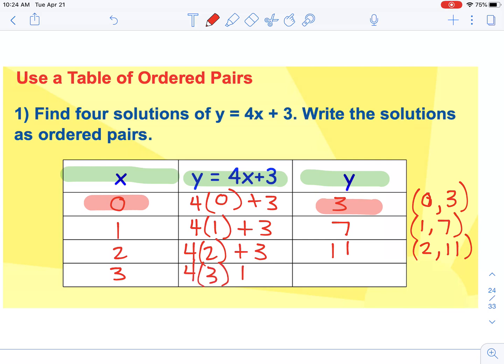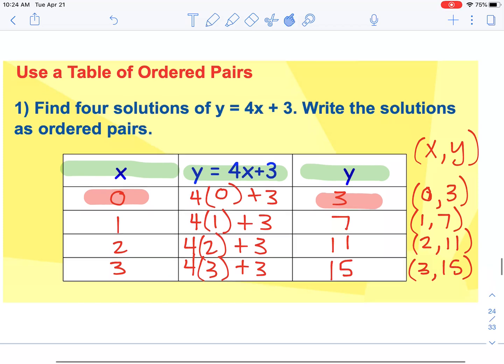And then for 3, we just plug in 3 for x. So 4 times 3 plus 3. 4 times 3 was 12. Plus 3 is 15. And there's our last ordered pair. We have 3 for x, 15 for y. Because remember, we always write ordered pairs as x, then y.